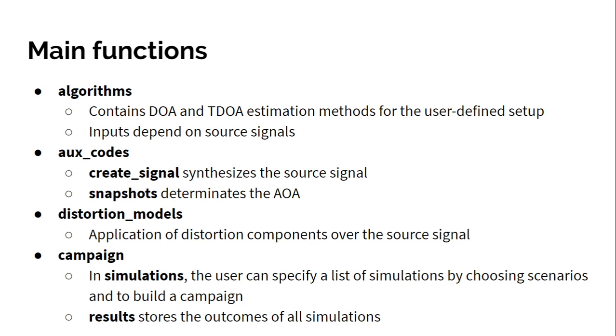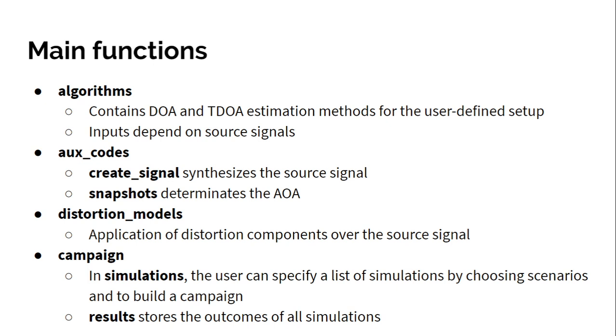It contains the TDOA and DOA estimation methods for the user-defined setup. They include all the formulations that I talked about earlier, GCC and SRP methods, and eigenvector-based techniques. The inputs for each of them depend on the desired source signal, which can be, for example, the analyzed signal itself, the sampling frequency, the distance between them, and noise components, and so on. The respective output is just a calculated angle of arrival.